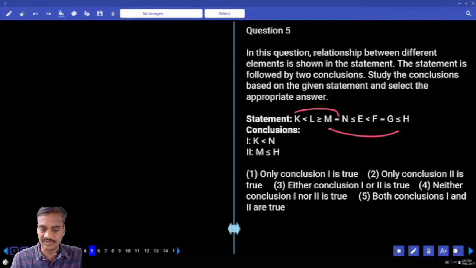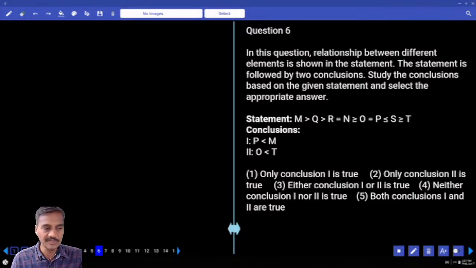The next one, sixth one. P and M. Now in this, M to P, M greater than P, P lesser than M. O and T, now two opposite symbols, no relation. And so what is your answer? Only one, that is choice 1, question number 6.